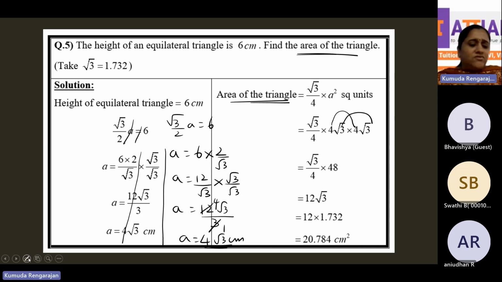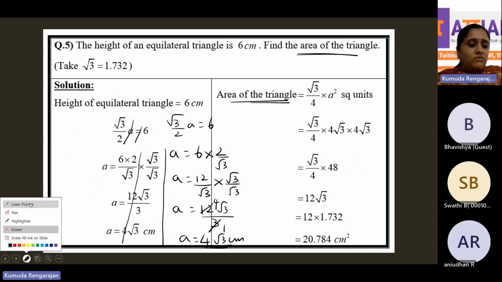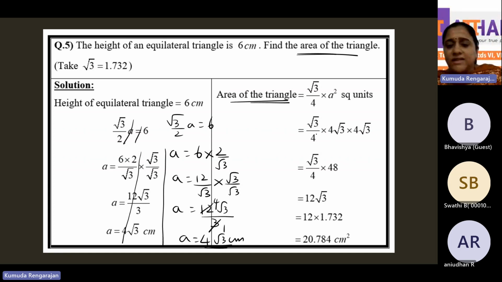Or you can even cancel this 4 and 4. That's your choice. You can simplify however you want. If you cancel this 4 and 4, then what will be left? You have 4, root 3, and root 3. Root 3 into root 3 is 3. So 4 threes are 12, 12 root 3. You can even ignore this step.